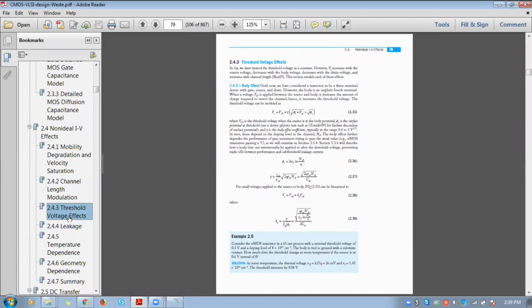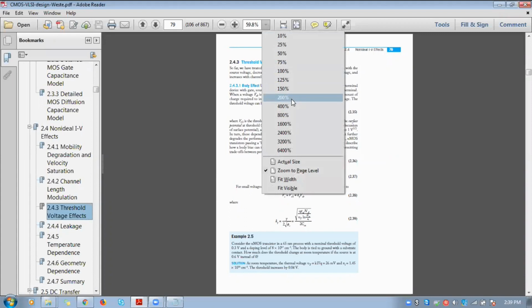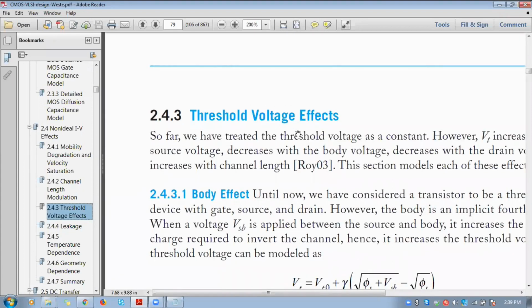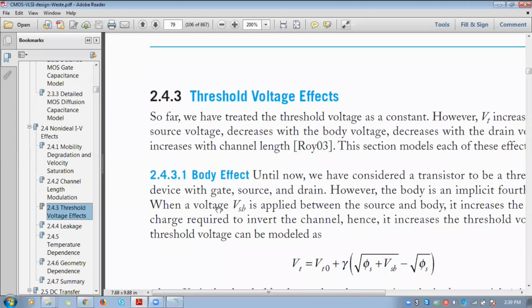If you see your hard copy of the textbook, this title might not be there. So we will be directly starting with body effect only, in the third edition. Actually, the fourth edition is your actual textbook.